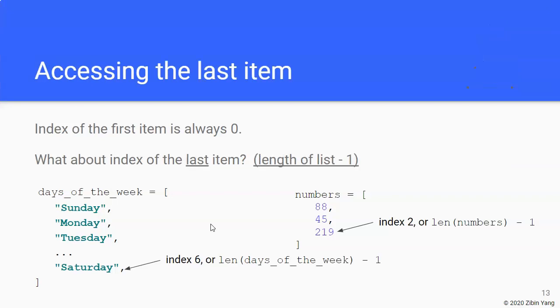Okay, so hopefully you've thought about that and you actually came up with this little formula for it. The last item of a list is always at the index of the length of the list minus 1. Look at this example again: the length of this list is 7, and the last item is at index 6. So 6 is 7 minus 1, or the length minus 1. Same thing here: for a list of 3 numbers, the length is 3, 3 minus 1 gives us index 2 for the last item in the list.